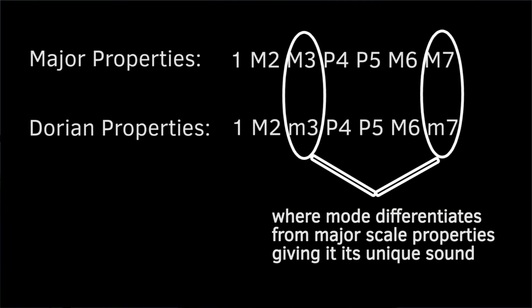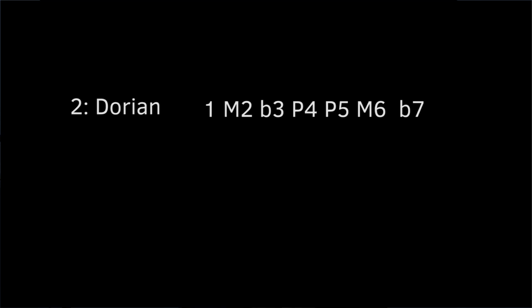So when I think of the properties of a Dorian mode, I think of the fact that it has a flat 3 and a flat 7. Mixolydian, the 5th mode, is the same as major except it's got a flat 7 instead of a major 7. Lydian is the same as major except it's got a sharp 4 instead of a perfect 4 or natural 4. Dorian has got the flat 3 and the flat 7.